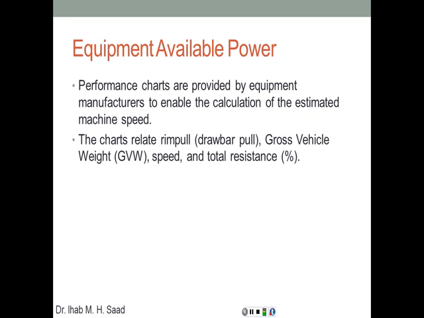Performance charts are provided by equipment manufacturers to enable the calculation of the estimated machine speed. So with each piece of equipment, you're going to have a manual that has some performance charts that tells you under first gear what's the maximum attainable speed, or second gear, third gear, fourth gear, under different loading conditions, whether the equipment is fully loaded or it's empty, its gross weight or net weight, and so on and so forth. The charts relate rim pull or drawbar pull to gross vehicle weight, speed, and total resistance as a percent, which is the effective grade.